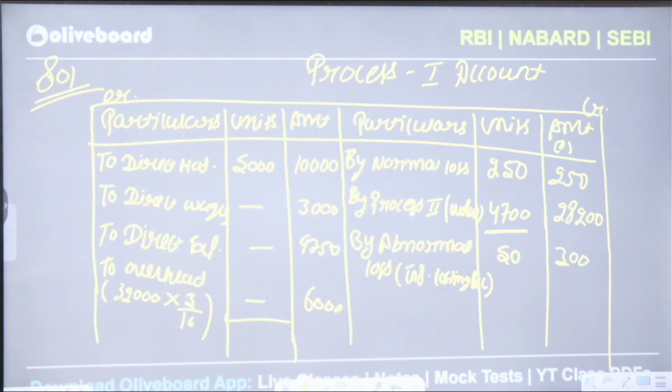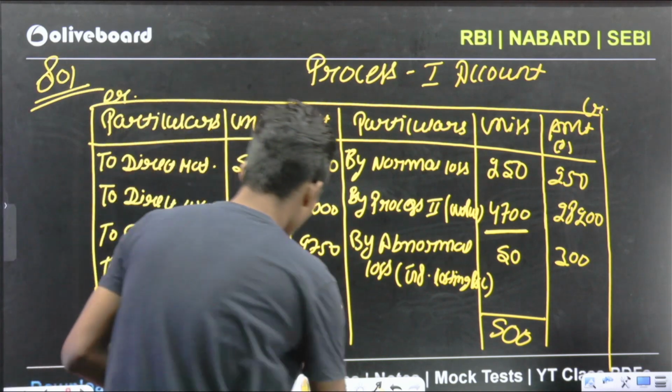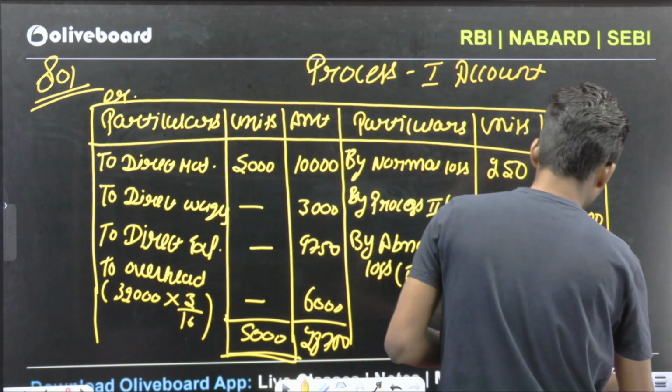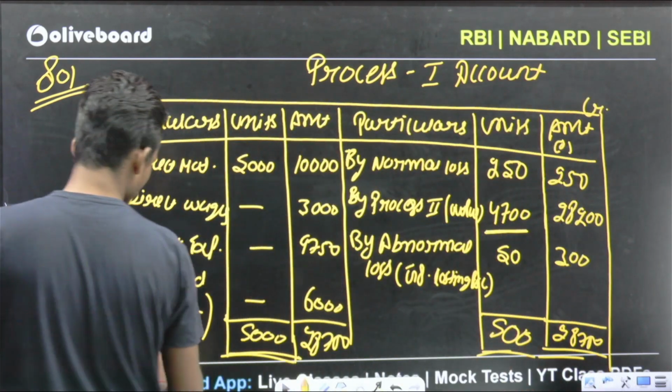5,000 units are here, and my account is simply matched by 10,000 plus 10,000 plus 3,000 plus 9,750 plus 6,000. So you can see here 28,750 is what I am closing my accounts with. So this is your process one account.